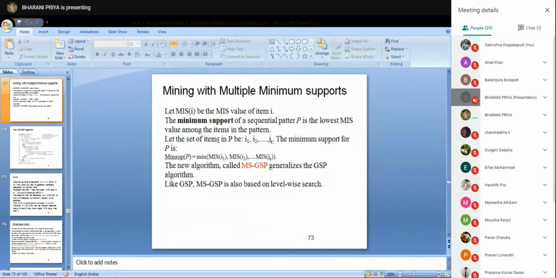Let the set of items in the pattern P be I1, I2, and so on, and the minimum support of P is the minimum of all MS values, the same rule. The new algorithm is called MS-GSP, generalized sequential pattern.